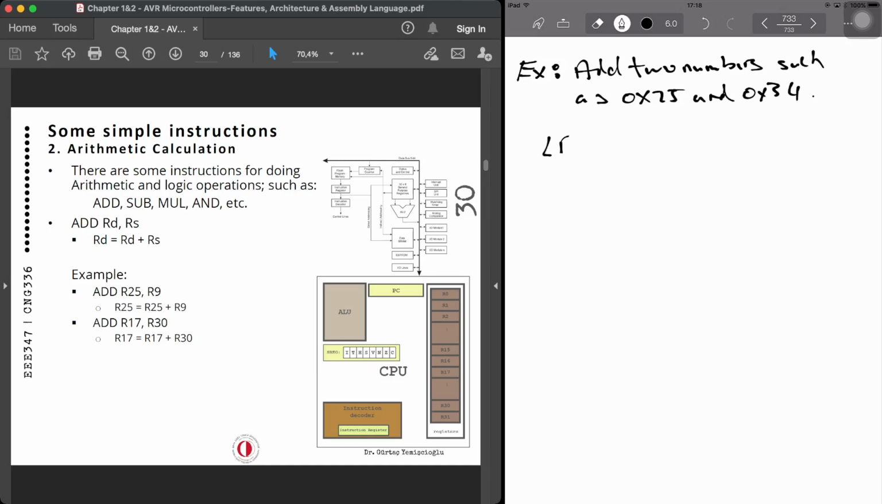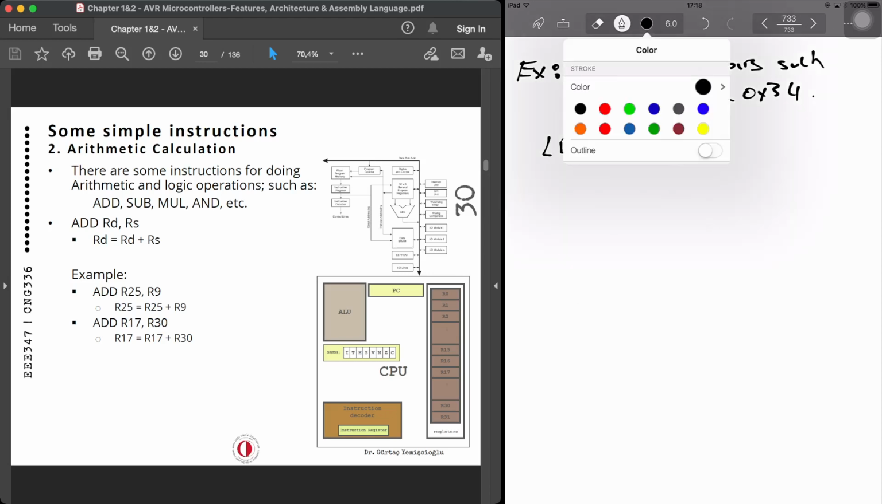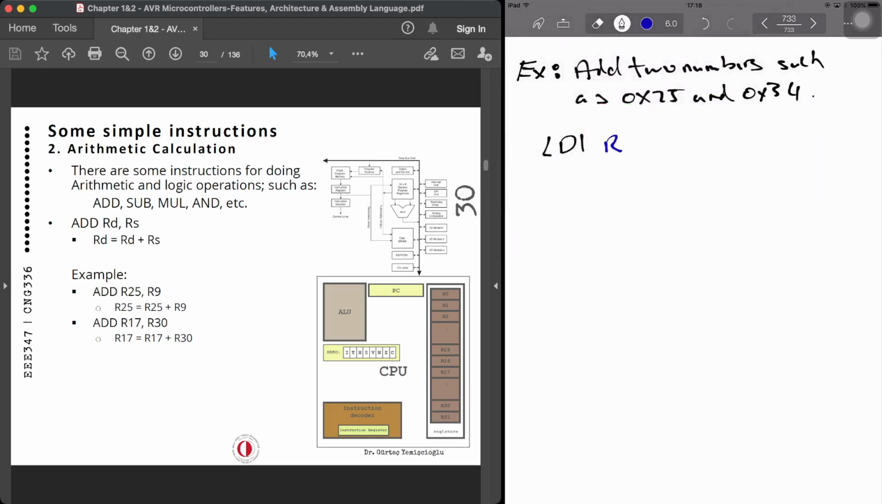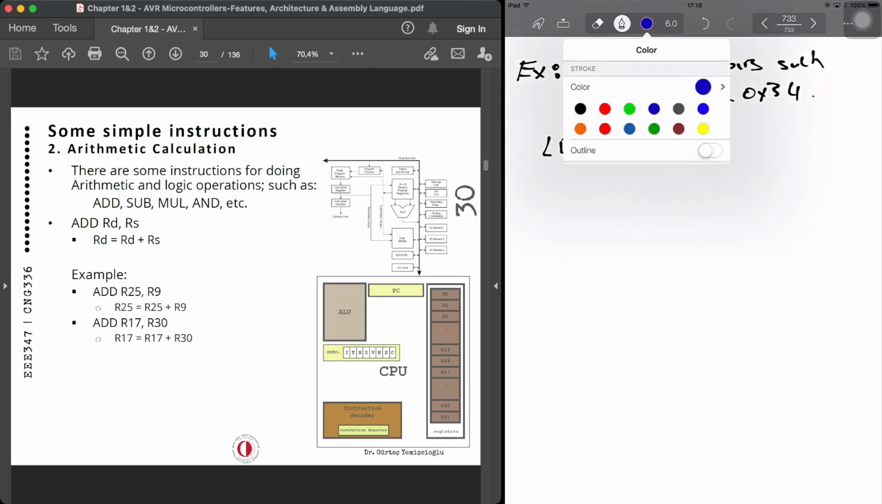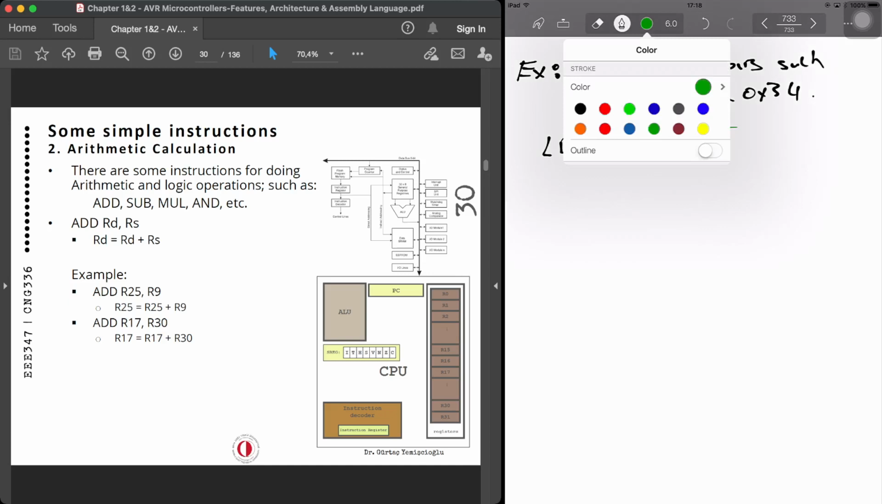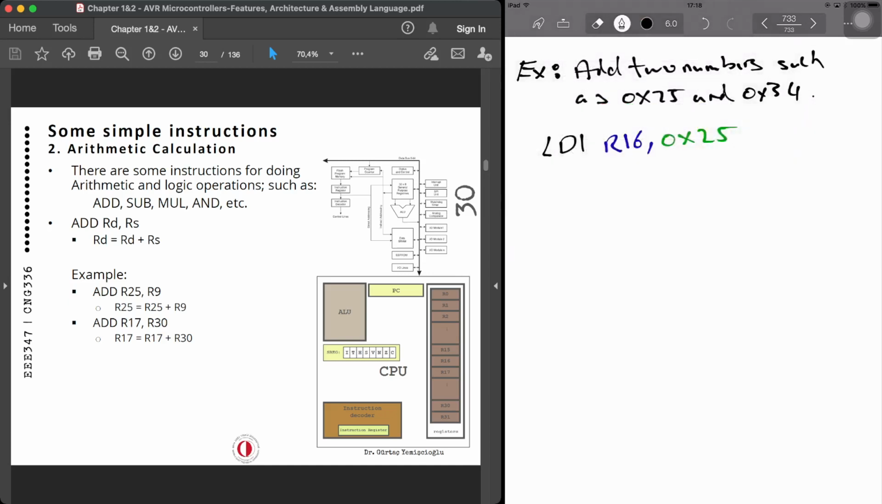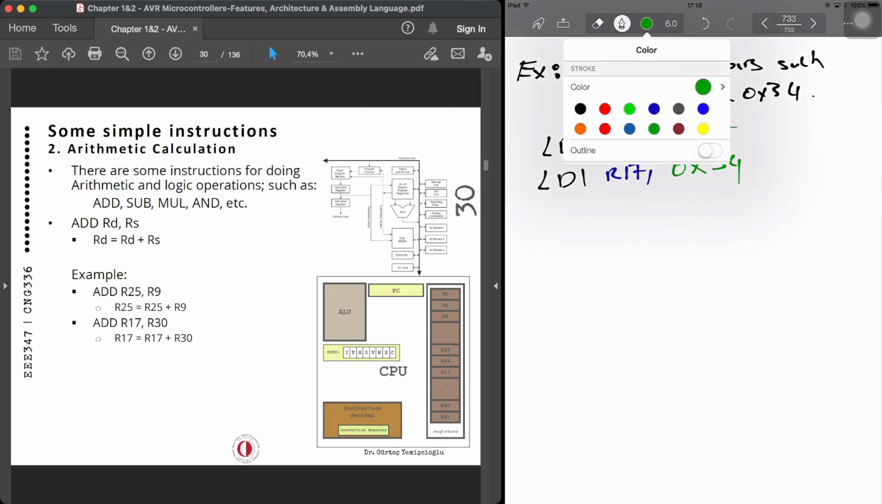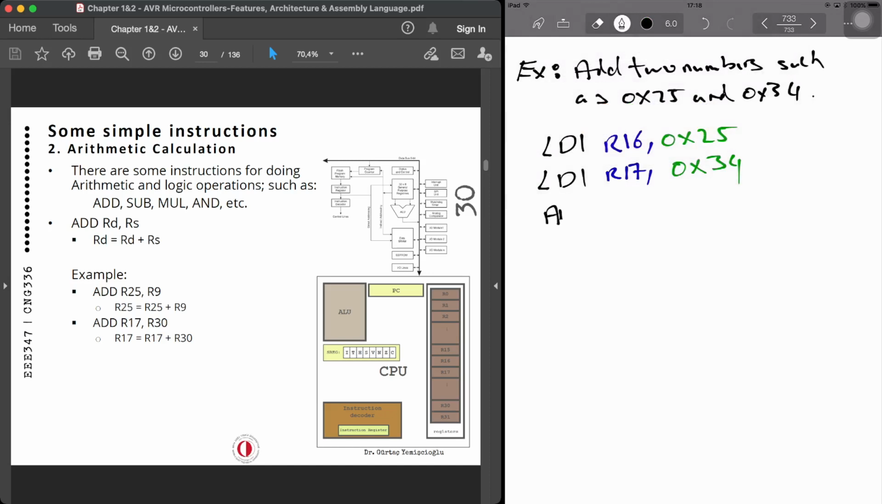So LDI R16, we have to define it, 0 hex 25. So R16 has got hex 25. LDI R17 will have hex 34. Okay, so we defined two constants. Then we can have an add operation.